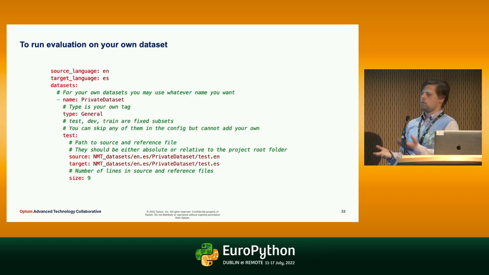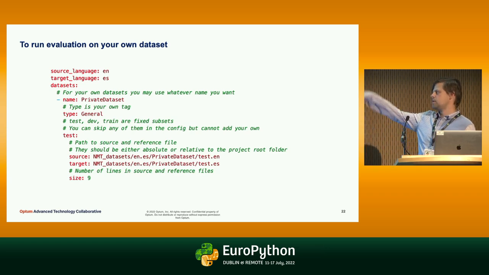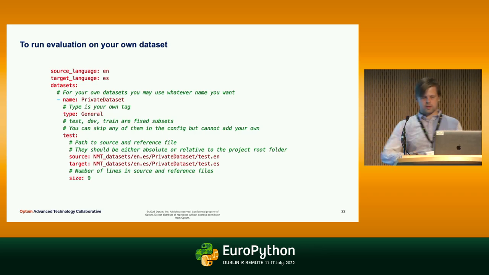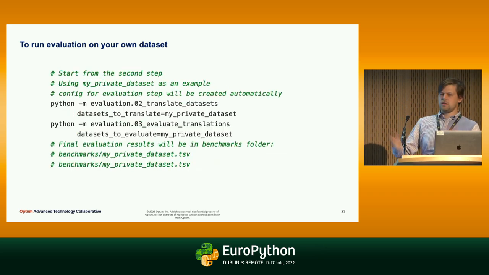Again, if you want to evaluate on your own datasets, and that's the stuff that we do in-house, because in addition to public datasets we have our own, you just create your dataset by whatever means you have, and you just provide again the Hydra config that says, this is my dataset, name private dataset, this is the source file, this is the target file, number of lines, and that's it. And then you obviously don't need the first step to download, and you just say for the script, translate dataset, this is my private dataset, and then evaluate it.